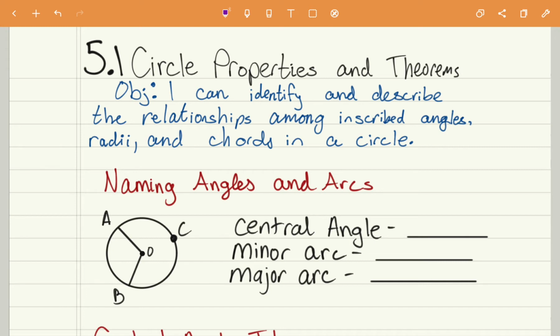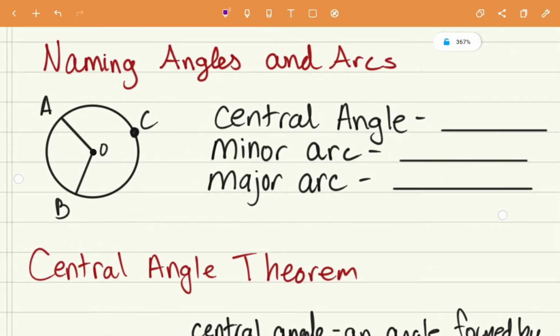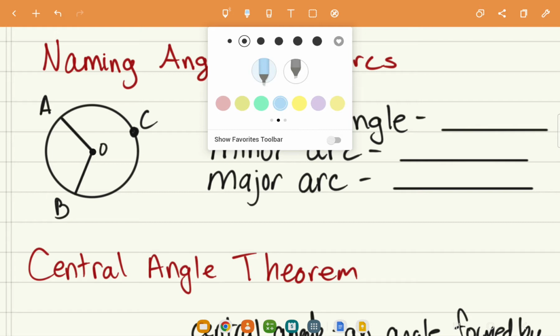If you have not done the vocabulary yet, go ahead and go do that because the vocabulary is especially important for this unit. And we are going to start off by naming our angles and arcs. So here we have a circle, and we want to figure out how to name central angles, minor arcs, and major arcs. So they all kind of follow the same pattern.